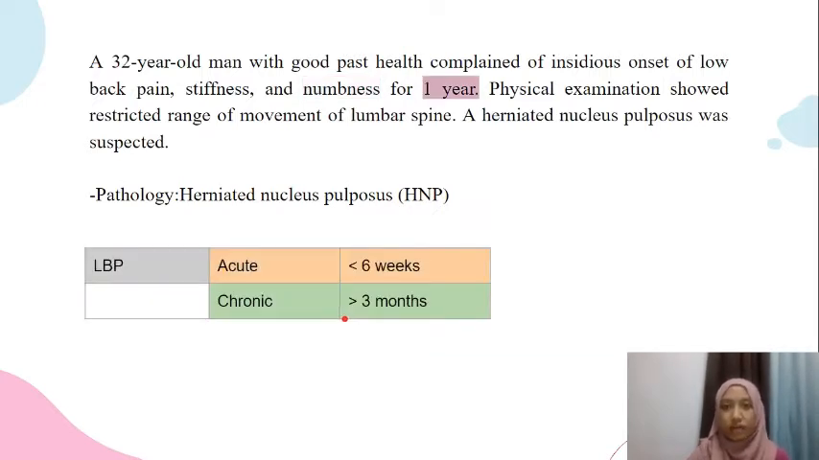Alright. Next, one year. One year refers to the duration of lower back pain occurrence, and they have two types, which are acute and chronic. Acute low back pain is lower than 6 weeks, while chronic low back pain is more than 3 months.